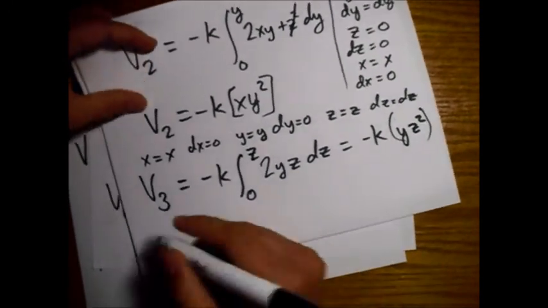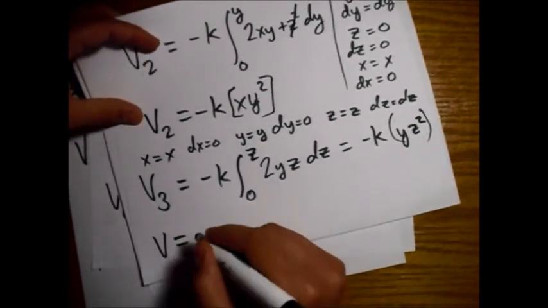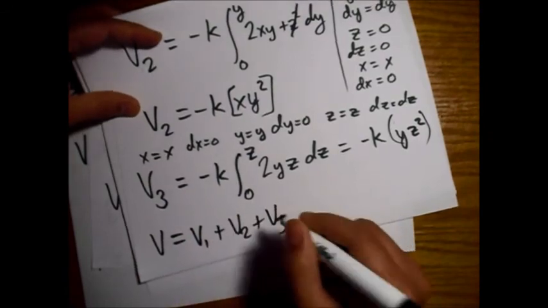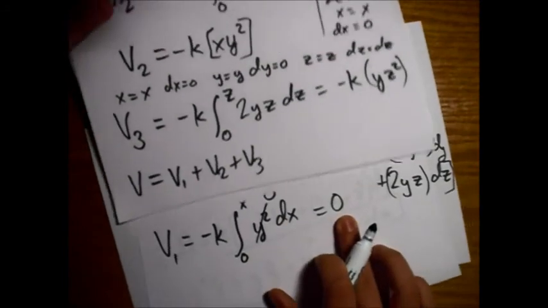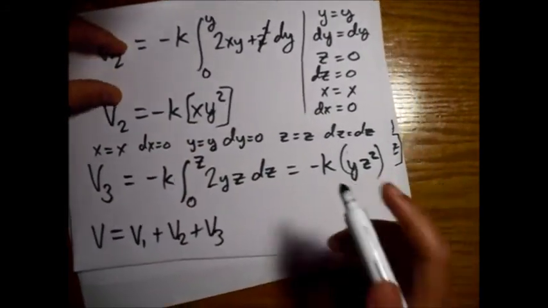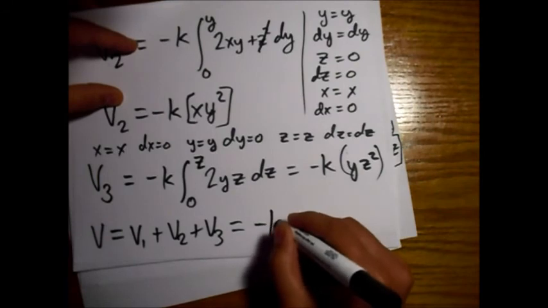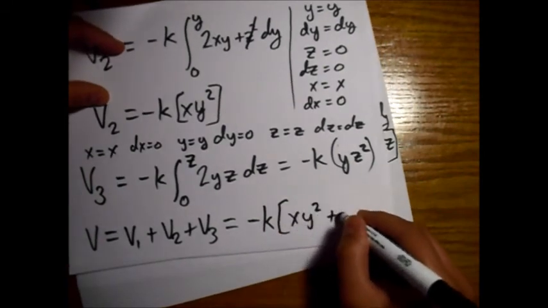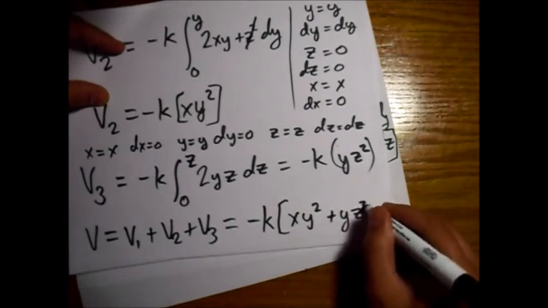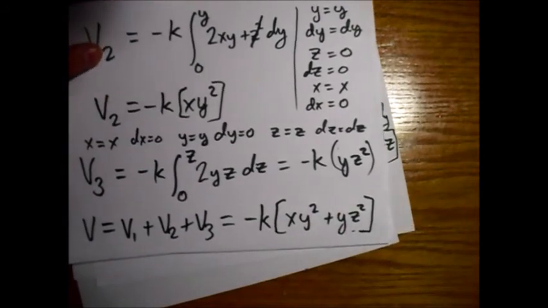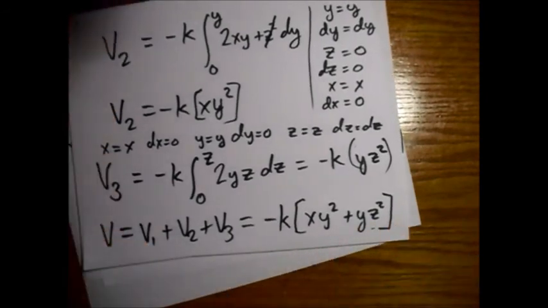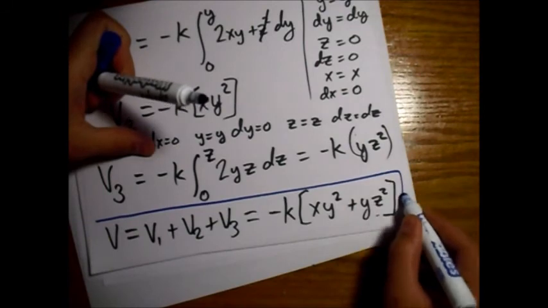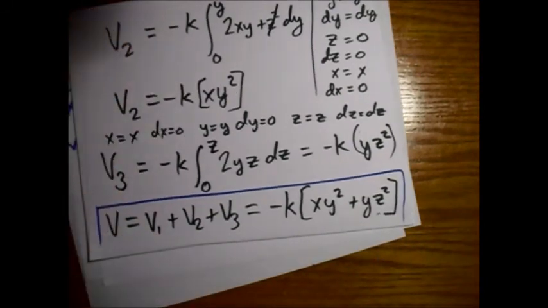All right, so when we add up our v equals v1 plus v2 plus v3, well, v1 was 0, v2 is this, and v3 is this. So we can factor out a minus k, and we get an xy squared plus yz squared. So this is our potential. Put this in a little blue box, it's easy to find.